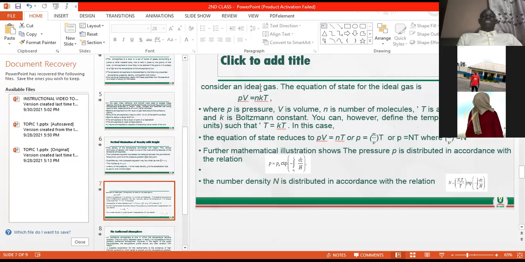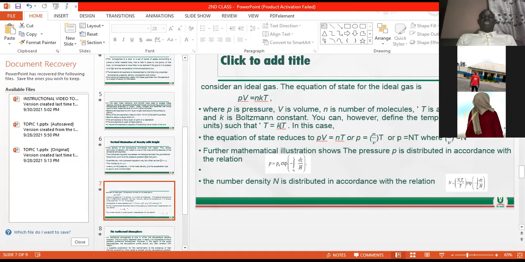we consider the ideal gas equation, which says PV equals nRT. If you remember your secondary school days, PV equals nRT, where P is pressure, V is volume, N is the number of molecules, T is the absolute temperature, and k is the Boltzmann constant. We can, however, define the temperature such that T equals kT, in terms of energy. That's why k is introduced.